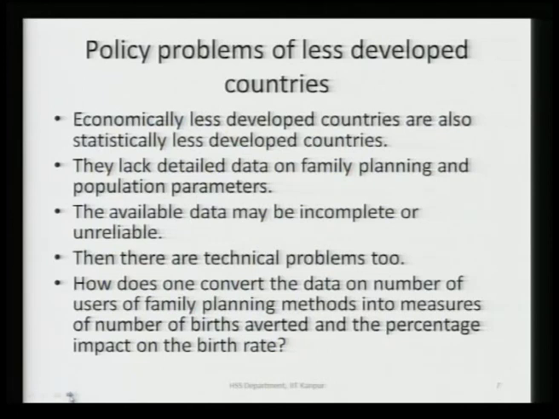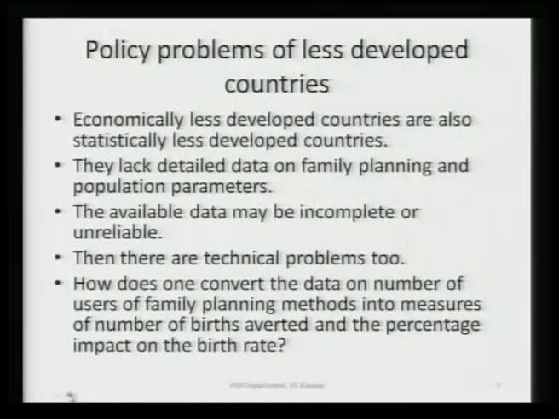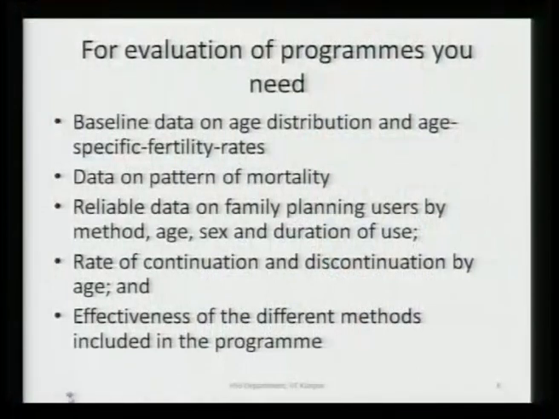Then there are technical problems. How does one convert the data on number of users of family planning into measures of births averted and the percentage impact on the birth rate? That is another issue. First of all, converting couple protection rate into births averted, and then effect of births averted in different years on birth rate. So, if the ultimate goal is to reduce birth rate, how is it raising couple protection rate helping us in reducing birth rate?